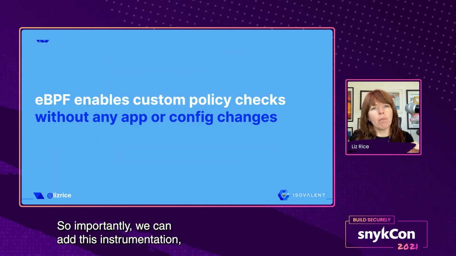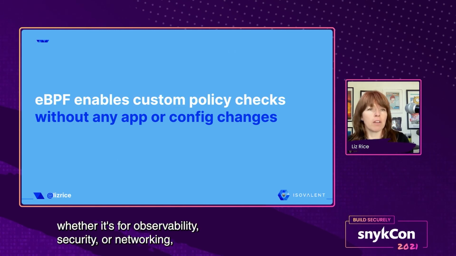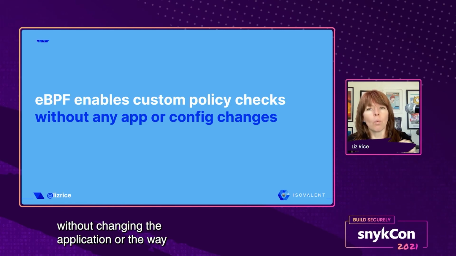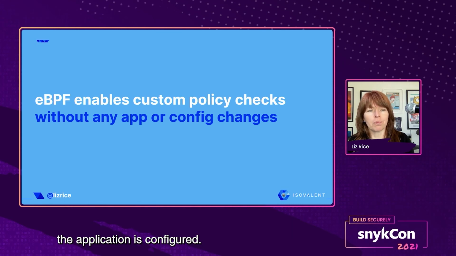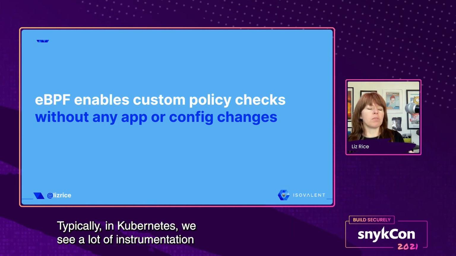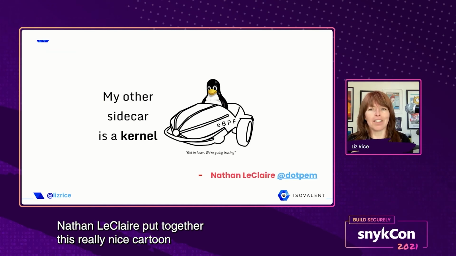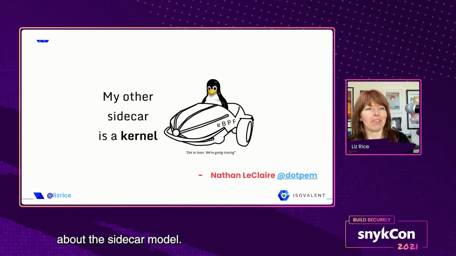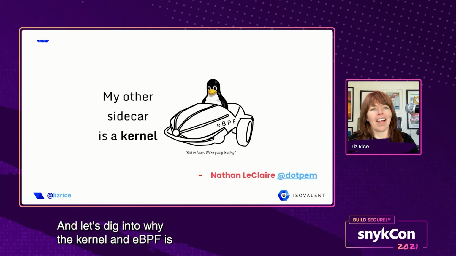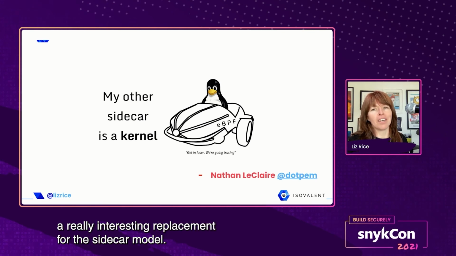So importantly, we can add this instrumentation, whether it's for observability, security, or networking, without changing the application or the way that an application is configured. Typically in Kubernetes, we see a lot of instrumentation using a sidecar model. Nathan Leclerc put together this really nice cartoon about the sidecar model. And let's dig into why the kernel and eBPF is a really interesting replacement for the sidecar model.